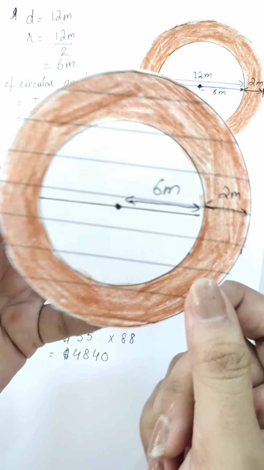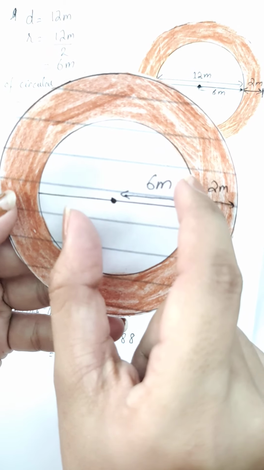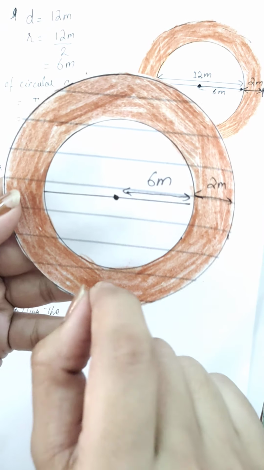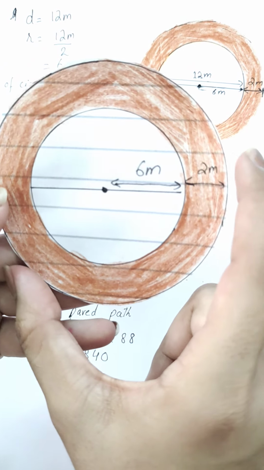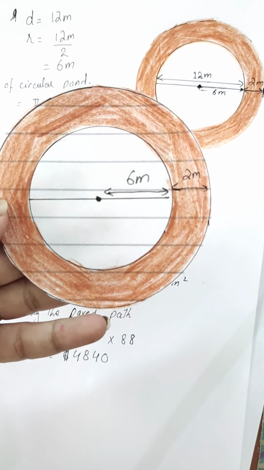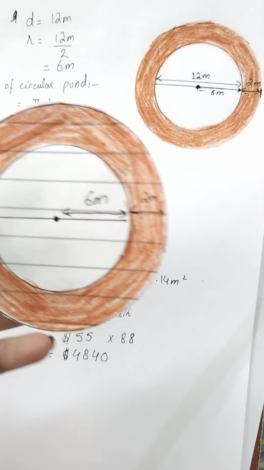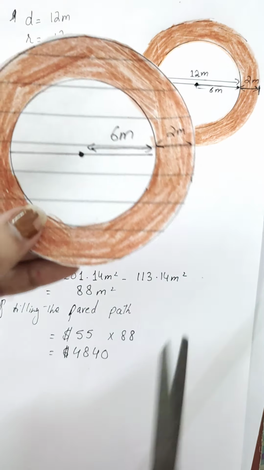So first we will find the area of the smaller circle, then the big one, and then we will subtract the circular pond from the big circle. How will I subtract it? Just simply cut it with the scissors.